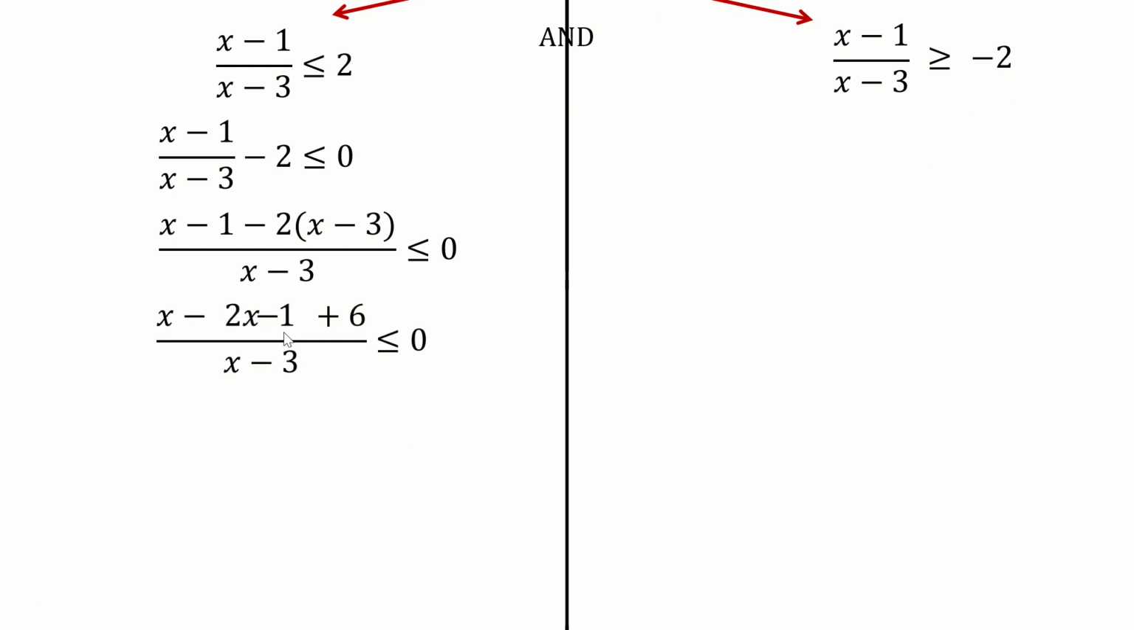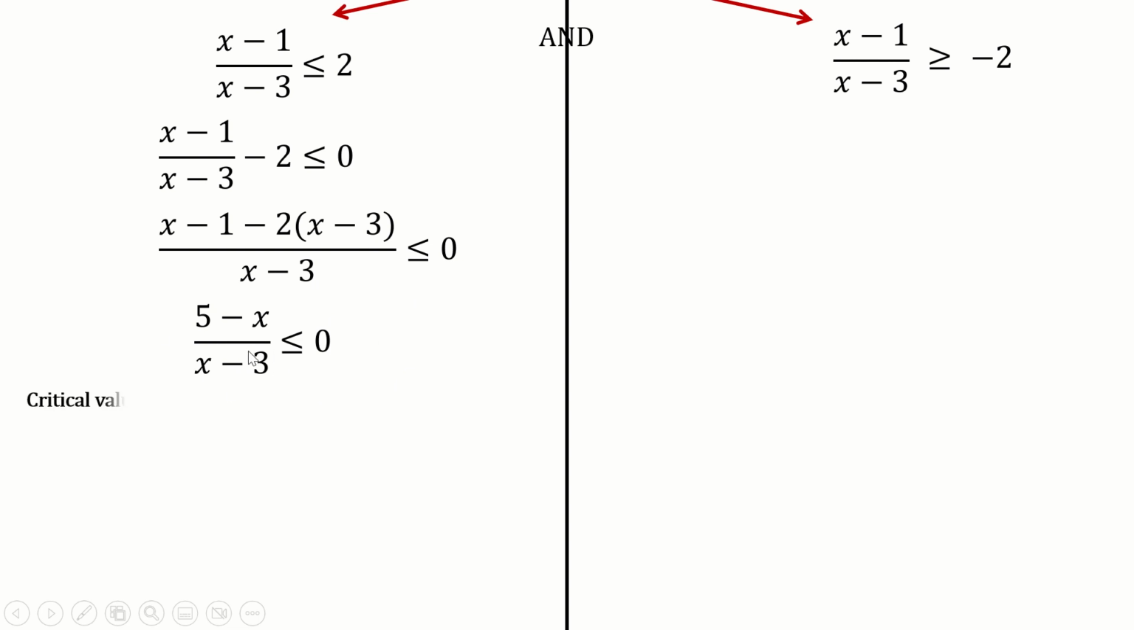And then x minus 2x is equal to negative x, and negative 1 plus 6 is 5. So the numerator is negative x plus 5, or we can rearrange it as 5 minus x. So we have (5 minus x) over (x minus 3) less than or equal to 0. Alright, we can solve this using the table of signs.